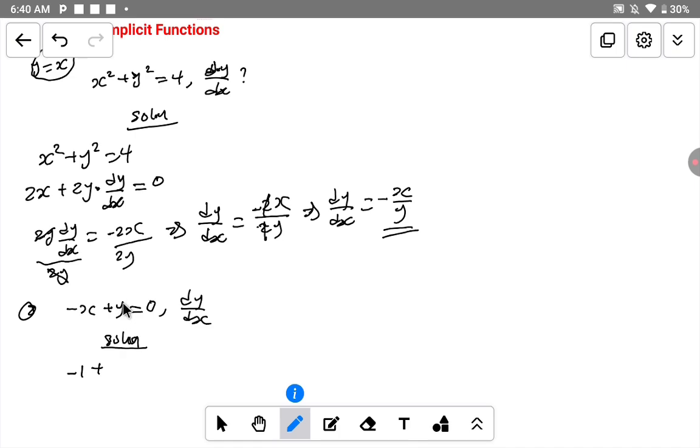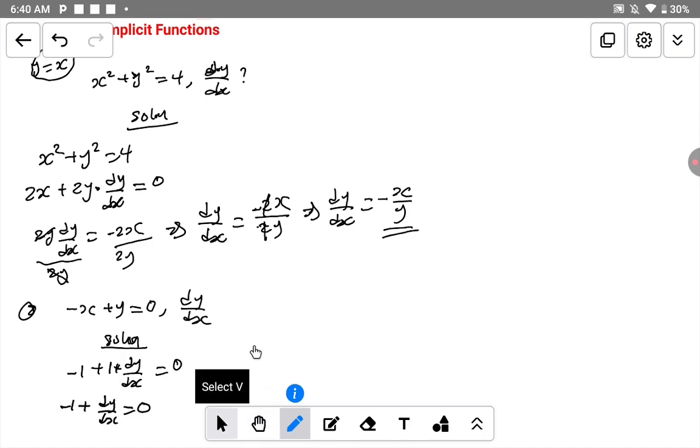But I told you that when you're differentiating y, you have to multiply by dy/ds. So when you differentiate this y here, that is equal to 1 multiplied by dy/ds, and to be equal to, we differentiate 0. If you differentiate this 0, it is also equal to 0. Now, that gives us minus 1 plus dy/ds equal to 0.